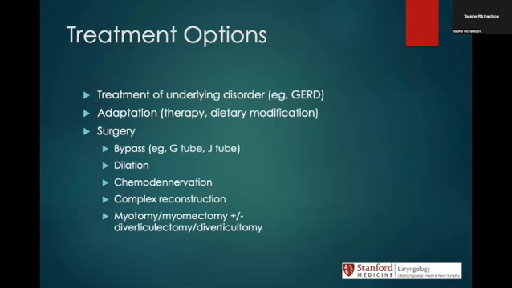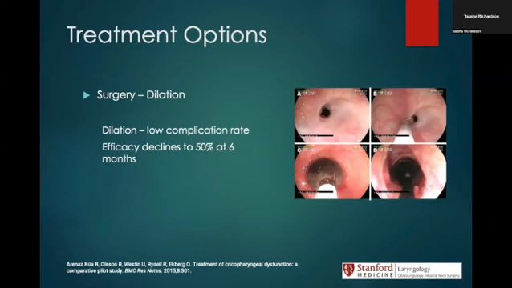So let's talk about treatment as we're moving along here. Treatments break down into several buckets. Treat the underlying disorder. If it's GERD, treat the GERD. We can teach patients to adapt to their swallowing problems through things like swallowing therapy or dietary modification. And then we can get into the surgical side of things, which involve things like bypassing the problem entirely, which is sometimes necessary with tube feeding. We can dilate the sphincter. We can denervate the sphincter with Botox. We can cut the sphincter, called a myotomy, and in cases we looked at with the radiation problems, sometimes more complicated reconstruction is important.